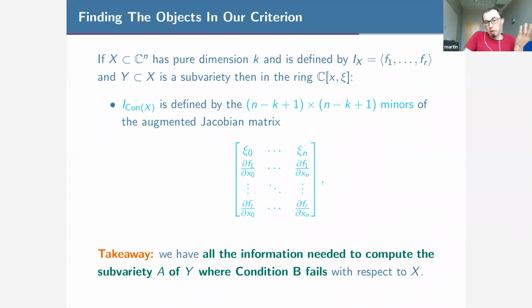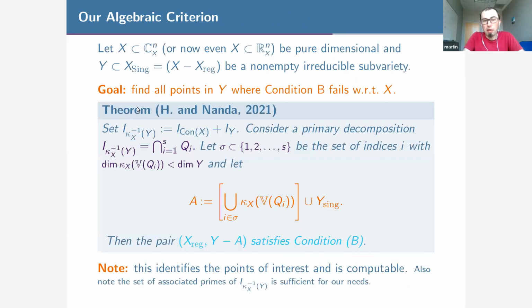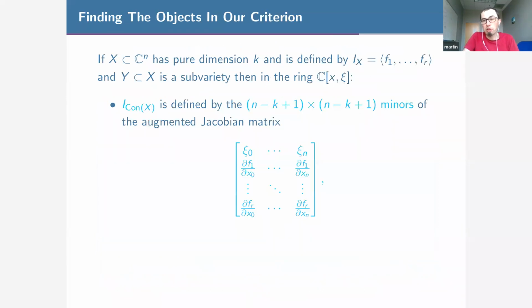Okay, so the main takeaway here is that we have all the information we need to compute the subvariety A of Y, where condition B fails. Namely, we can compute this conormal ideal, and then what did we need to compute? Y is an input itself, so then we just need to do this conormal ideal computation and then a primary decomposition, or at least an associated prime computation.